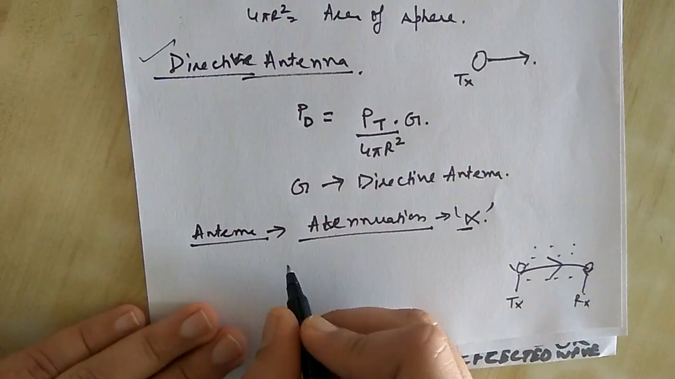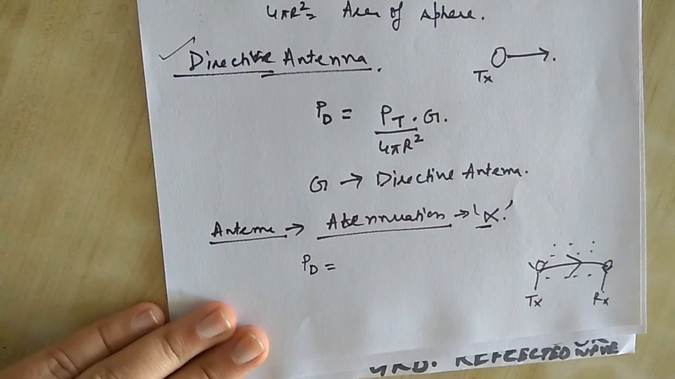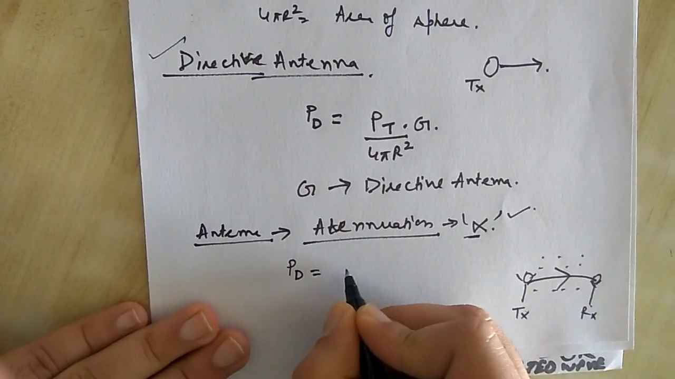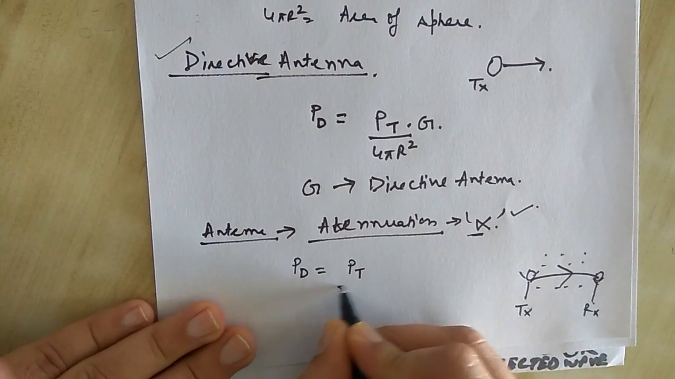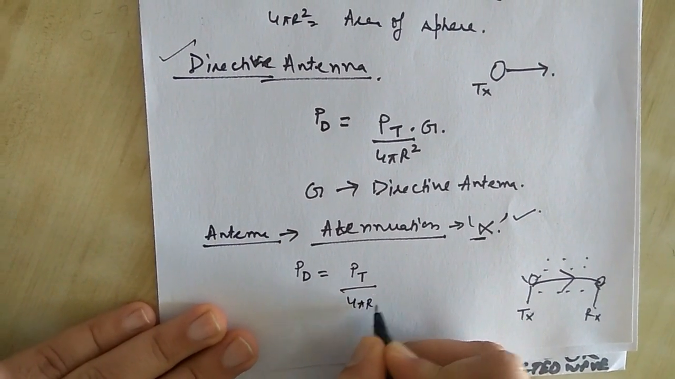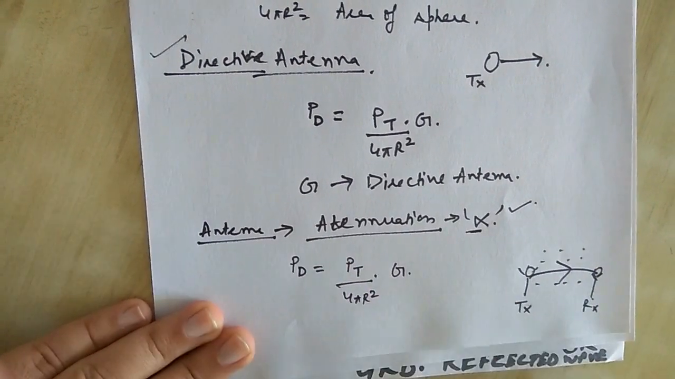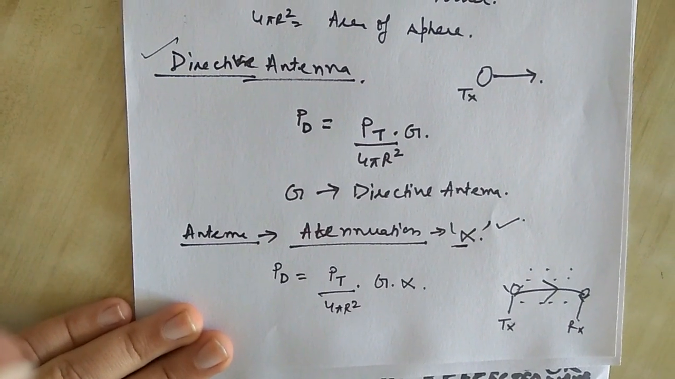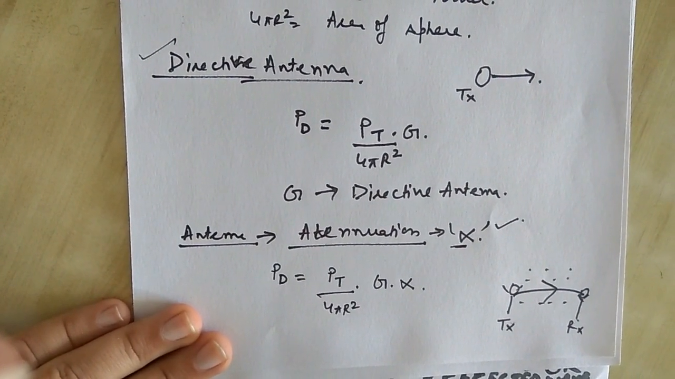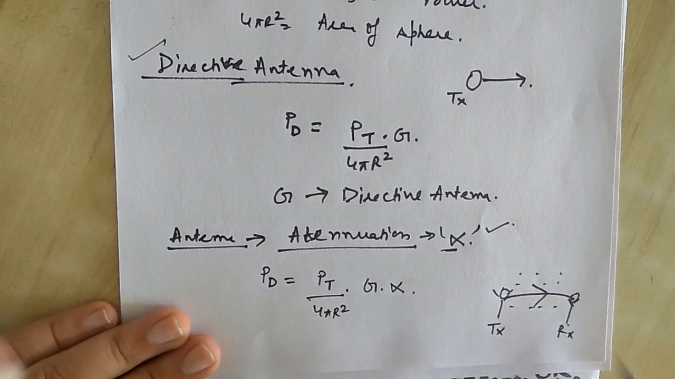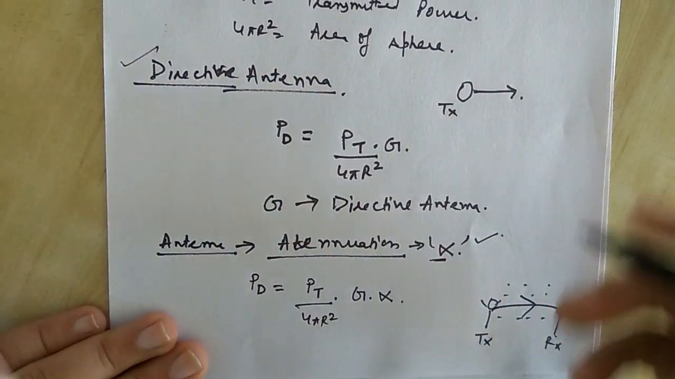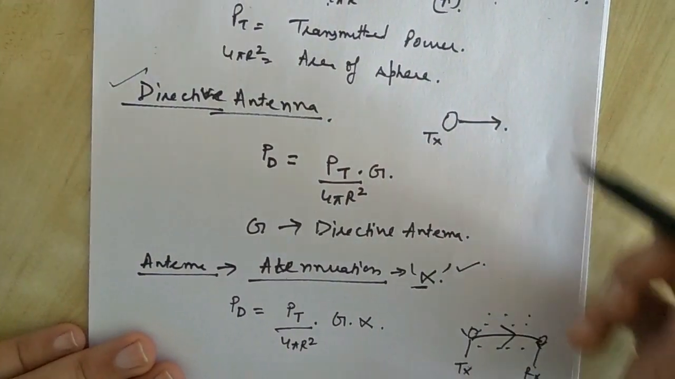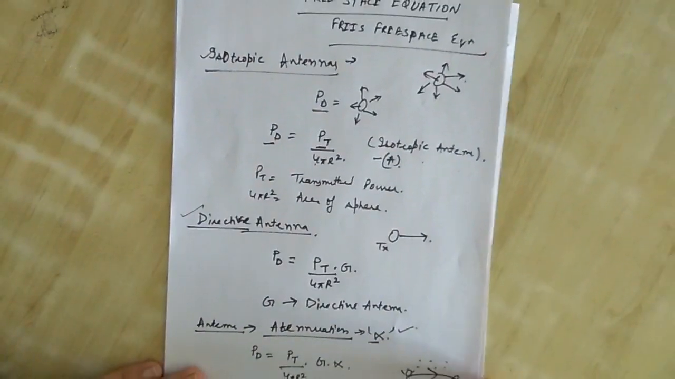So the power density of the transmitting antenna, when the attenuation factor alpha is also introduced, is given by the transmitted power upon the area of a sphere, into the gain factor, into alpha. Now alpha is the second factor which is introduced because of the attenuation that was introduced in the antenna. Now this whole concept is all about the transmission of signals through a transmitting antenna.